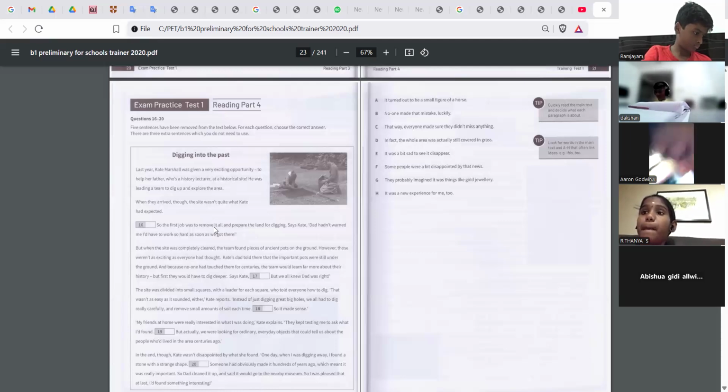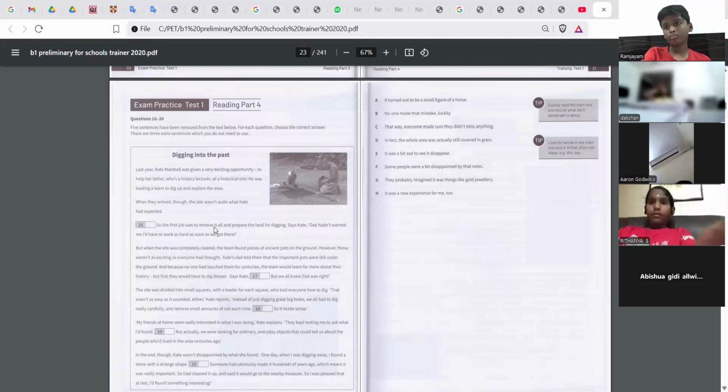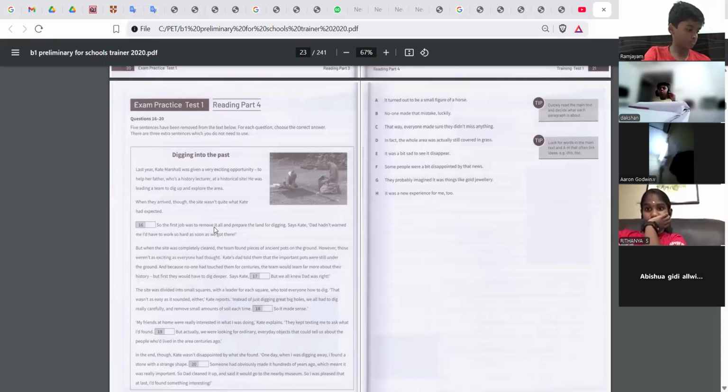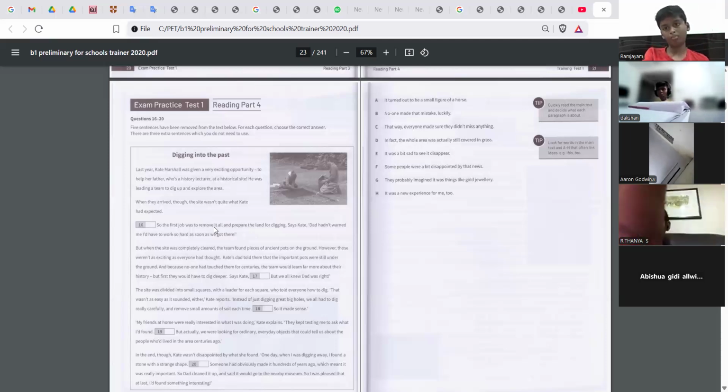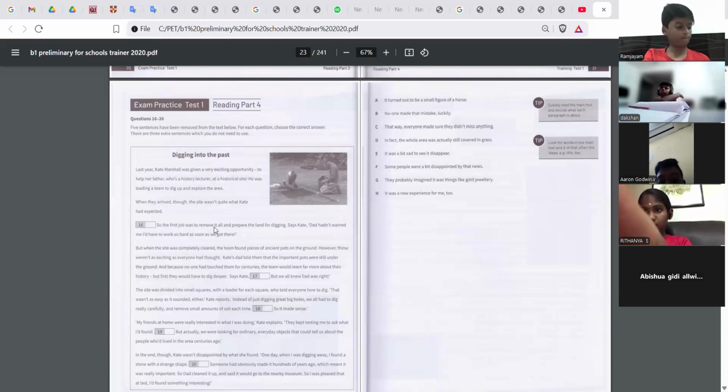Fill the gap again, 18. Yes, sir. That way, everyone made sure. Now tell me, what is that way? Sir, because they are told to remove small amounts of soil. There is that way. What do you mean by that? They say that way. Everyone made sure they didn't miss anything. Which way? What is the way told here earlier?